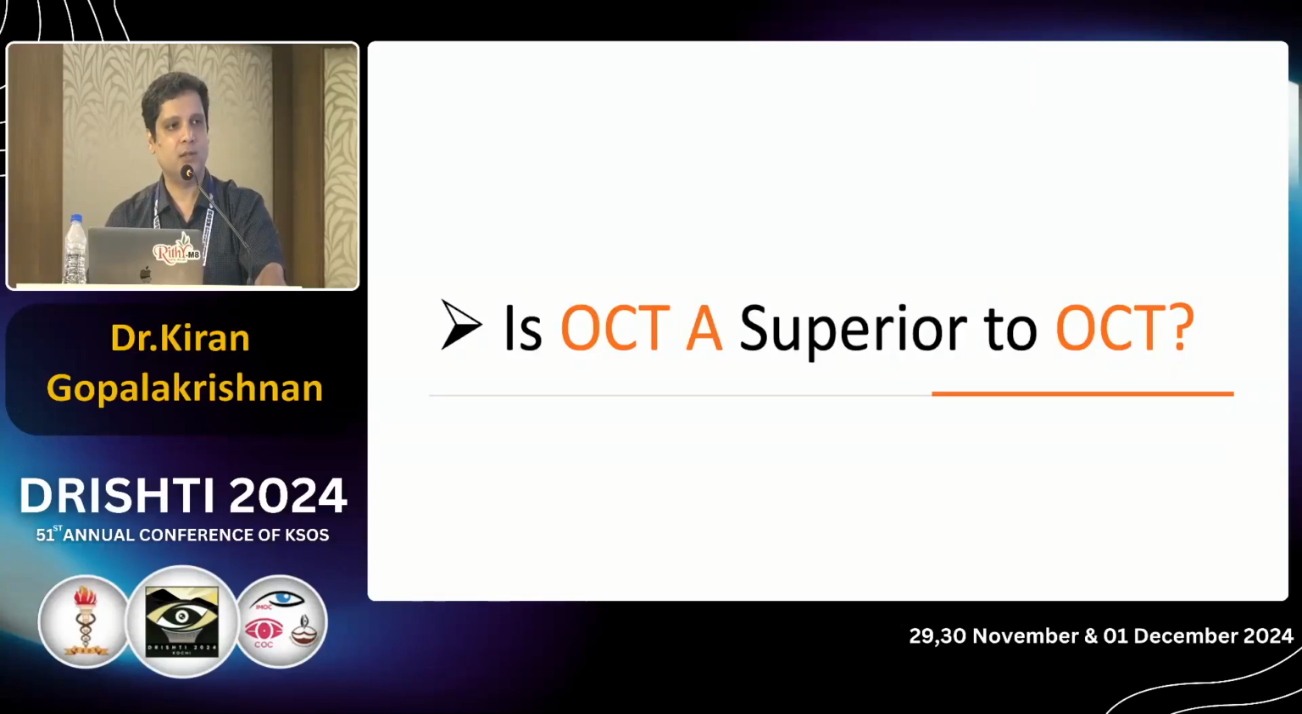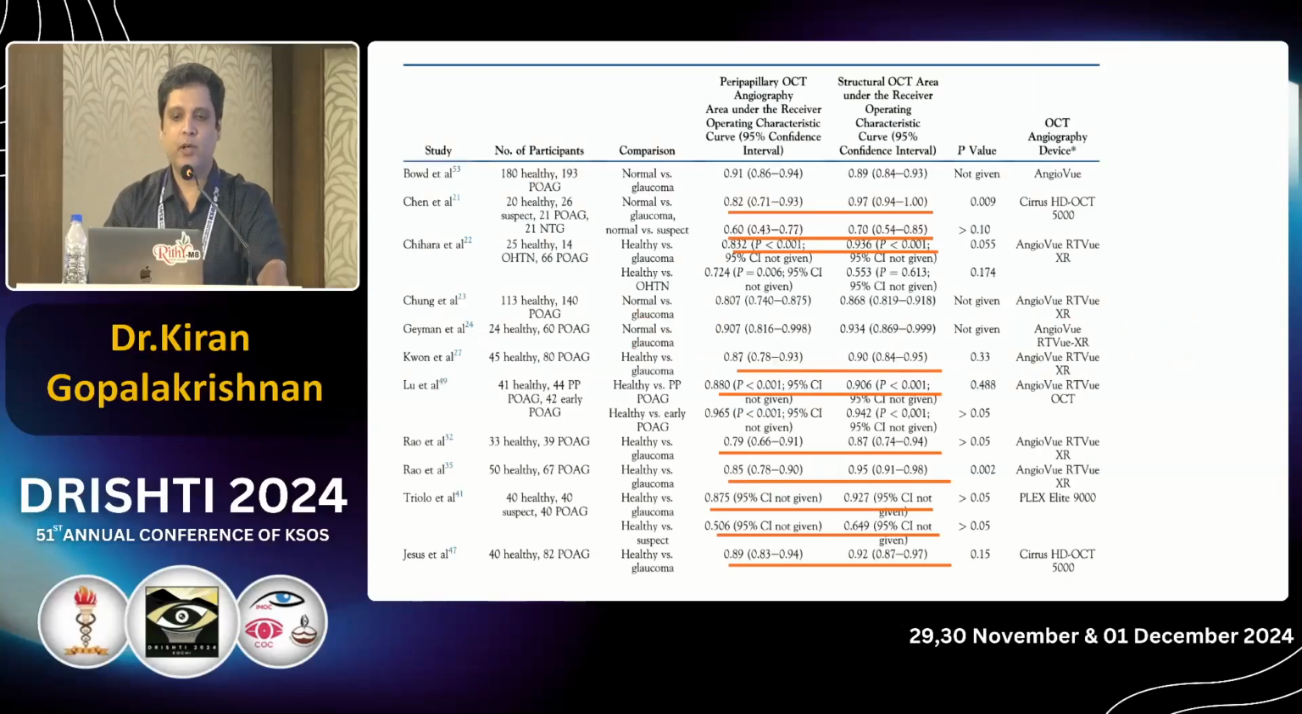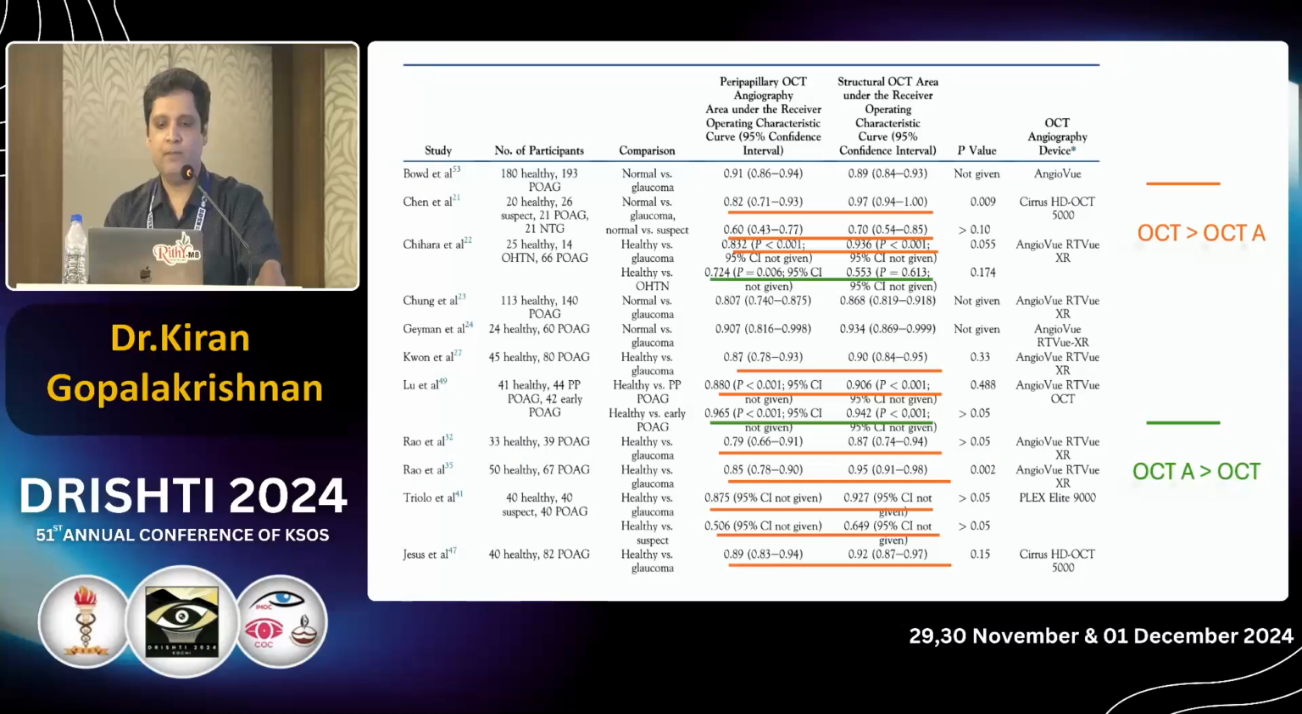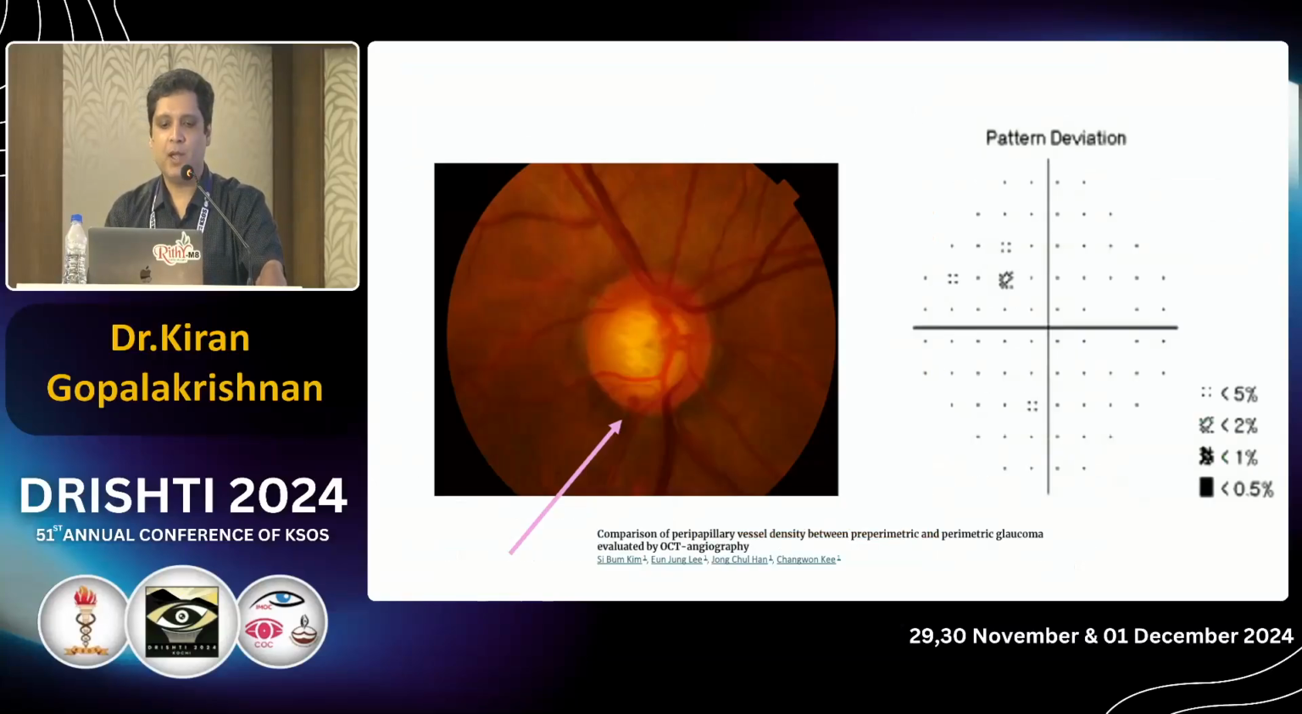The question is, is OCTA superior to OCT? Can it give you some information earlier than your structural OCT? This is not really established at all, and that is why I put a couple of question marks there. So this study actually looked at the comparison between OCTA and OCT. All the studies I have marked with orange are studies which show that your traditional OCT is superior to OCTA in glaucoma, and only a couple of studies show a contradictory result where OCTA was superior.